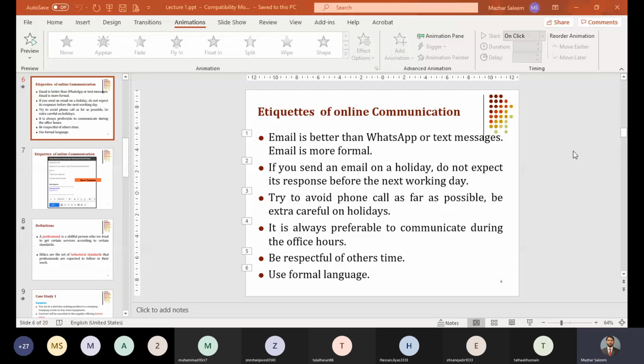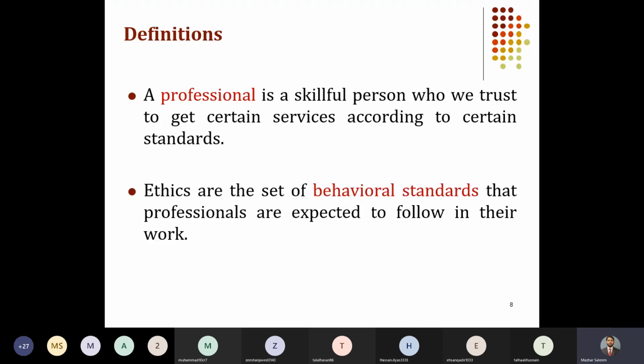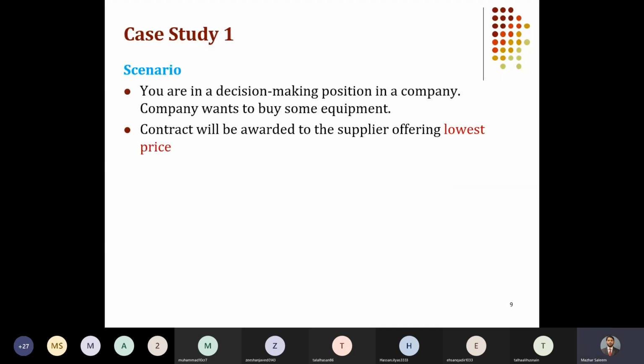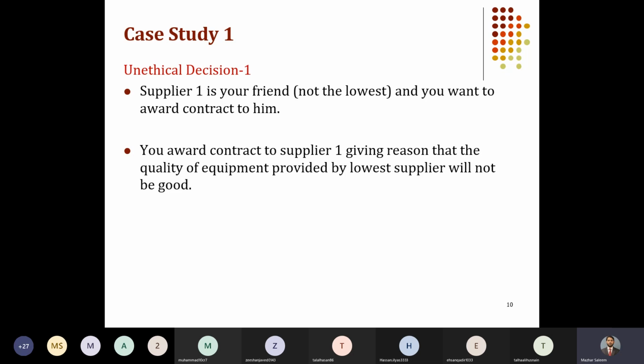Okay, let me give you some ideas. Let's come back to the PowerPoint. Okay, so unethical decision number one. Supplier one is your friend, and he has not given the lowest bid, and you want to award him the contract. What will you do?